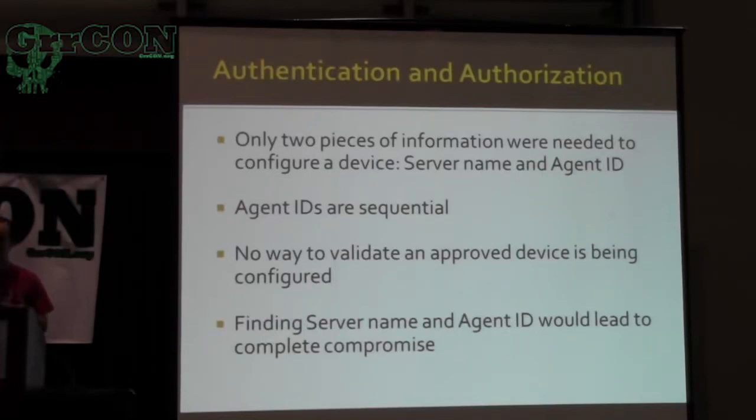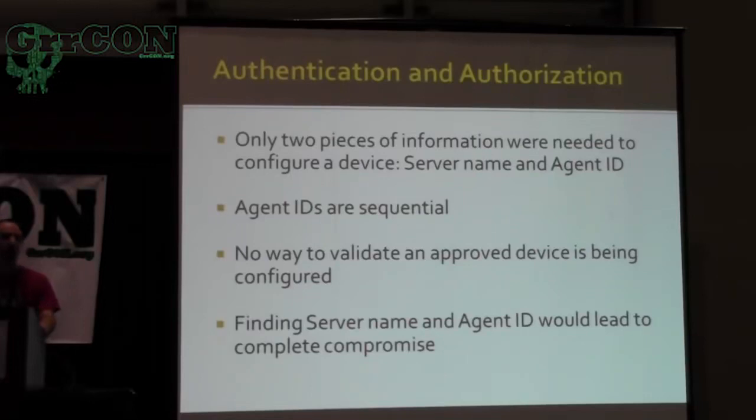So if you had access to one of those, you could then start stepping through the application as potentially anyone else. Once you have one piece, you can just start going. There was no way to validate an approved device from being configured. Has anyone here been a BlackBerry administrator? Okay, so you know when you go to provision a device, you have the activation code? Yeah, there was no activation code. So if you just had these two pieces of information, you could configure the application and start going through.